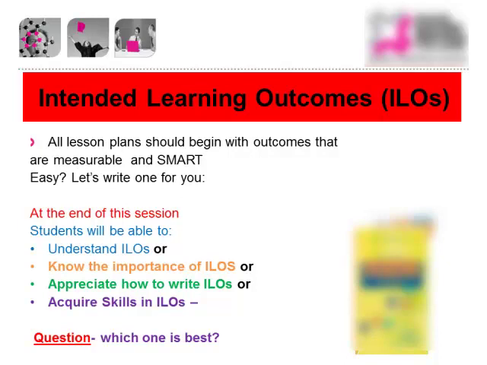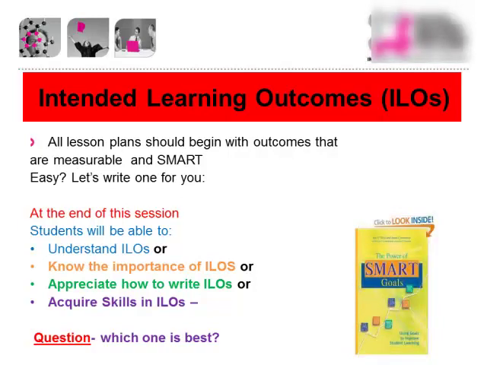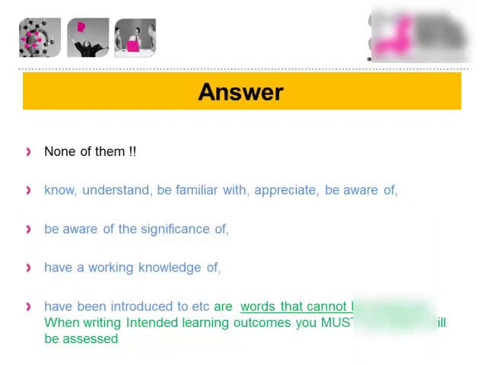Say I'm going to teach you how to write ILOs. Would you say that you would be able to understand ILOs, know the importance of ILOs, appreciate how to write ILOs, or acquire skills in ILOs? Which one would you consider would be best? And the answer to that really is none of them. Because words like know, understand, be familiar with, appreciate, be aware of, these words cannot be measured.